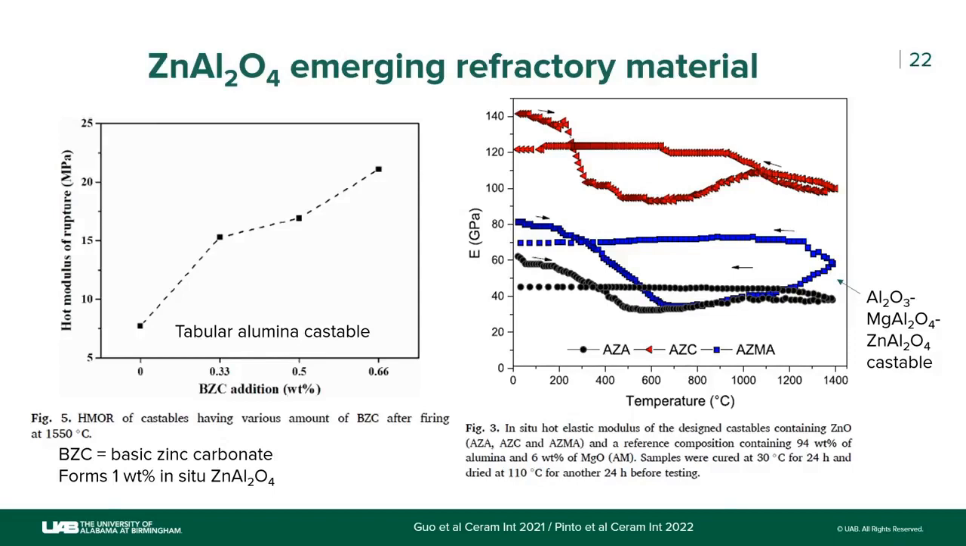So we all know that in castables, the low temperature strength is a thing of concern. The castable is very weak in this temperature range. And if you can increase the strength of the material at a lower temperature, it is going to benefit your castable strength development.